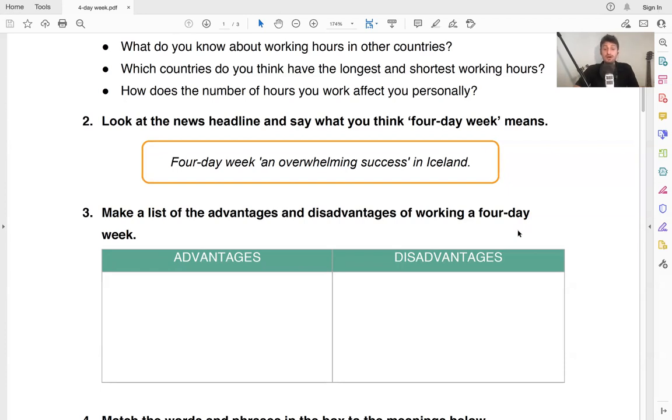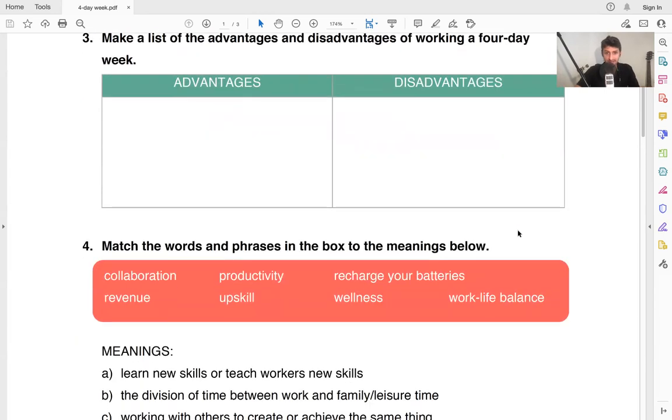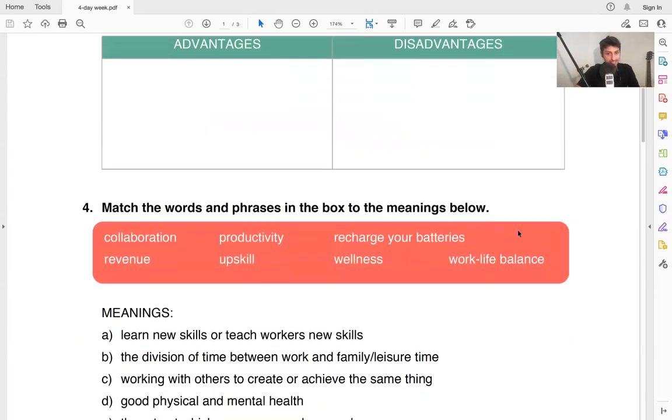As far as I'm concerned, working a 4-day week is not possible because we have so much stuff to do at work. Some people think that. Or you could say, I suppose that if people become more efficient, they would be able to work a 4-day week. All right, so we're going to talk about the advantages and disadvantages, and if you think that's a good idea.